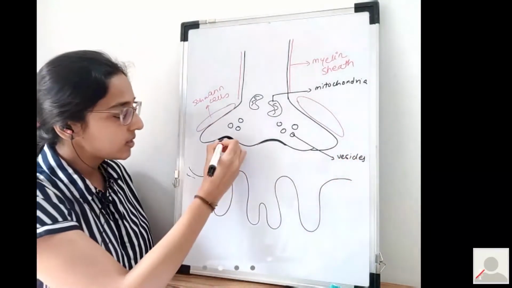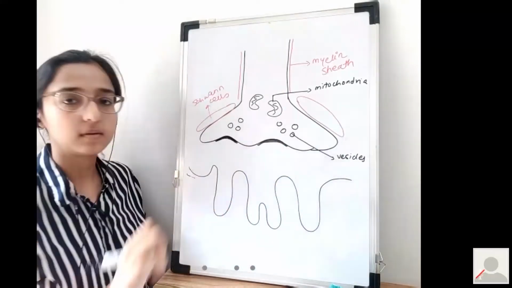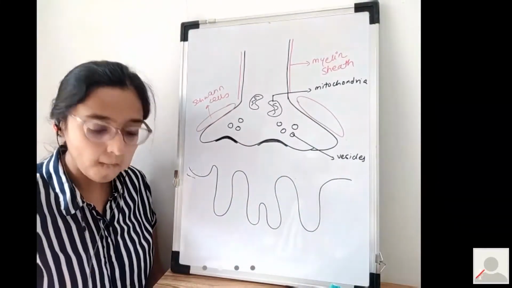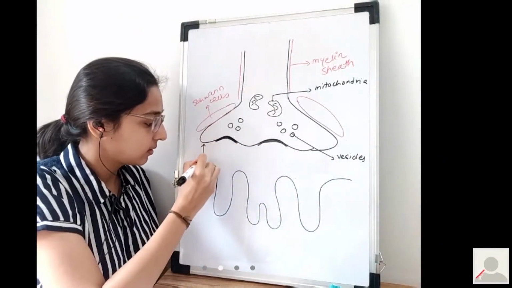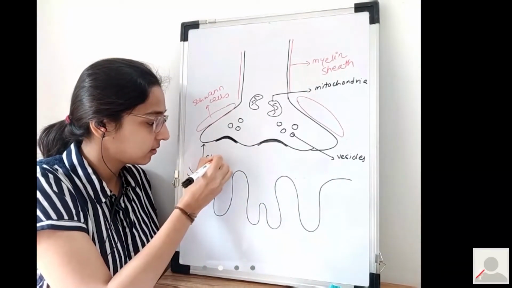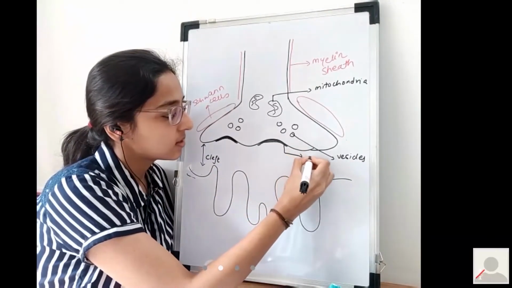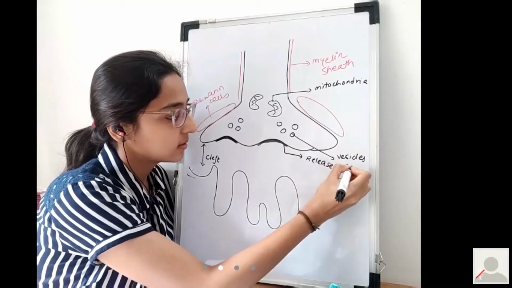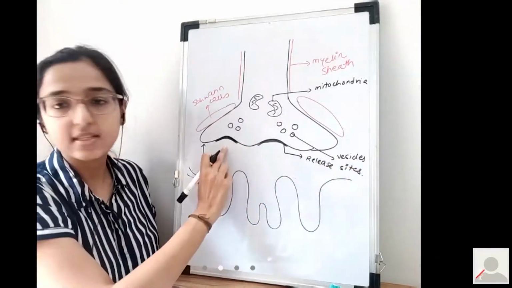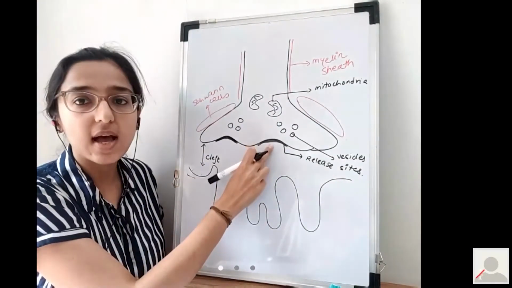What is this that I've highlighted over here, this thick thing? Any idea? Yes, this is the cleft. Okay, so this is the release site. These are known as release sites. These are the sites from where the vesicles will open up and release the acetylcholine.